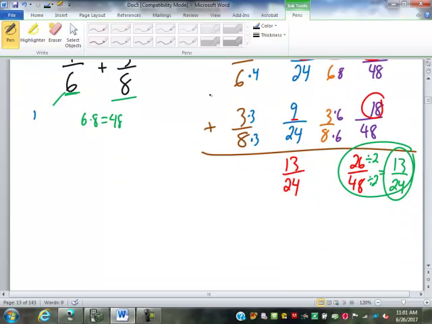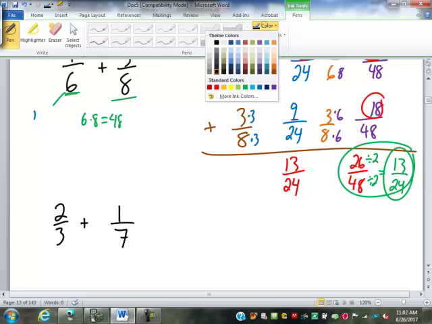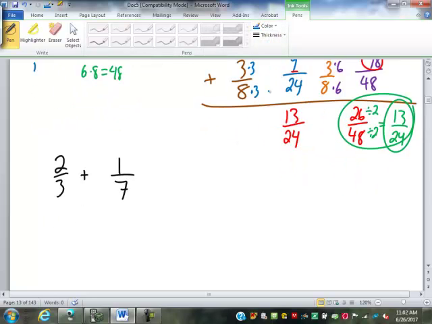Let's have you guys try one. Let's have you do 2/3 plus, let's see, what do I want to put in here? Let's do 1/7. See what you come up with there. I'll give you a couple minutes to do that one.